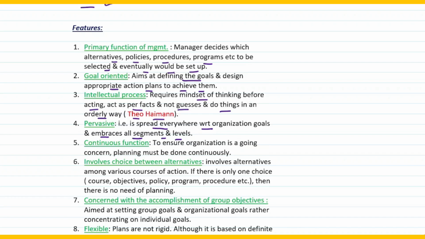Then please remember it's a continuous function. To ensure the organization is a going concern, planning must be done continuously, because you know that an organization follows the principle of going concern. In that case, the planning should be done on a continuous basis.